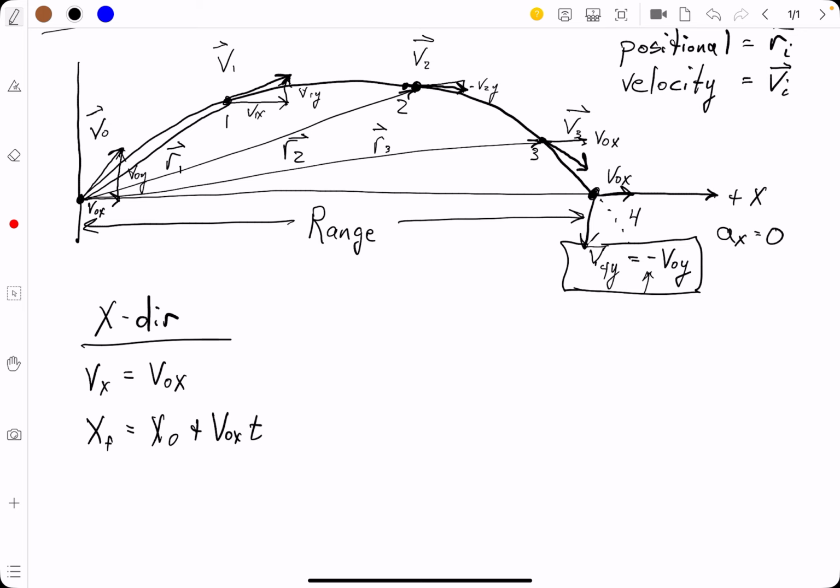Okay, and we'll gradually get a larger x final because we've got this velocity taking us all the way to our complete range. In the y direction, we have Vy is equal to V0y minus gt. Okay, because we've defined positive x to the right and positive y going up.